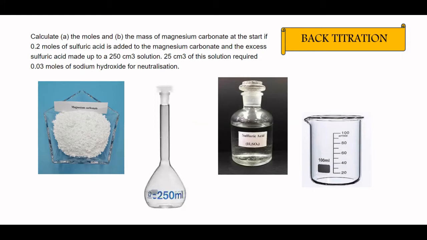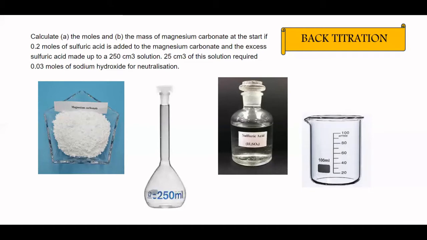So what this question says is that we have some amount of magnesium carbonate. We don't know how much. That is what we have to calculate and find out. You can imagine that the magnesium carbonate is taken into a 250 ml standard flask, because ultimately we have to make up to 250 ml solution. And into the standard flask we will be adding sulfuric acid.